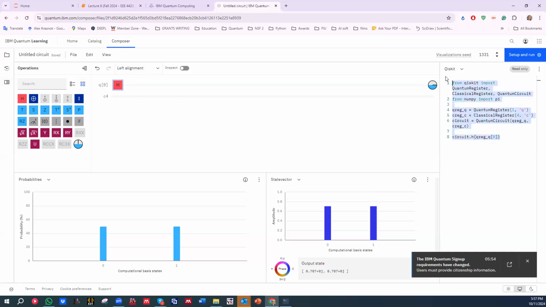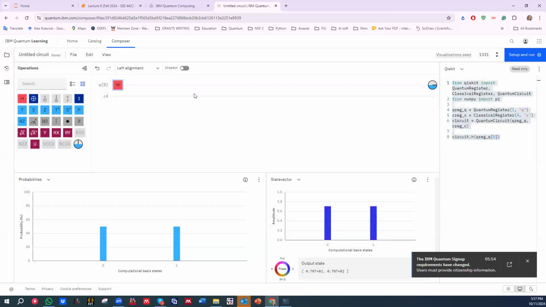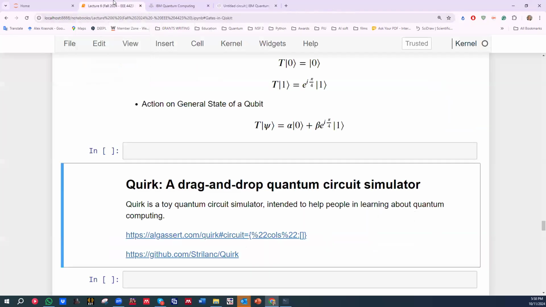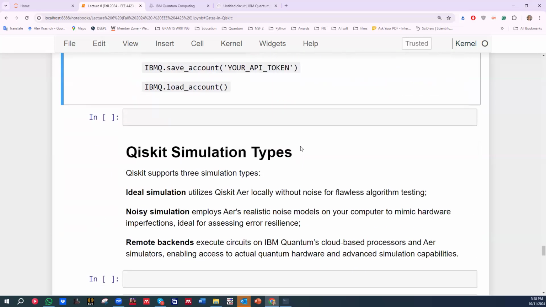Automatically, it writes the code that you can execute. You can copy it and execute it from your Jupyter notebook, or you can click this button here, set up and run, and basically choose the quantum computer you want to use, and then just run this circuit. We will do that later. So please get yourself registered and start practicing with this system. Again, here is the procedure, more or less.